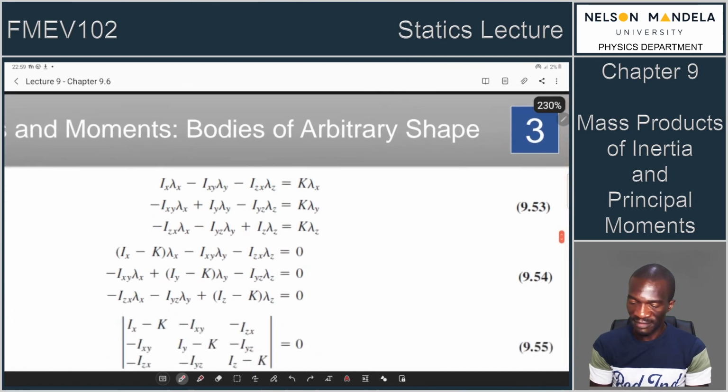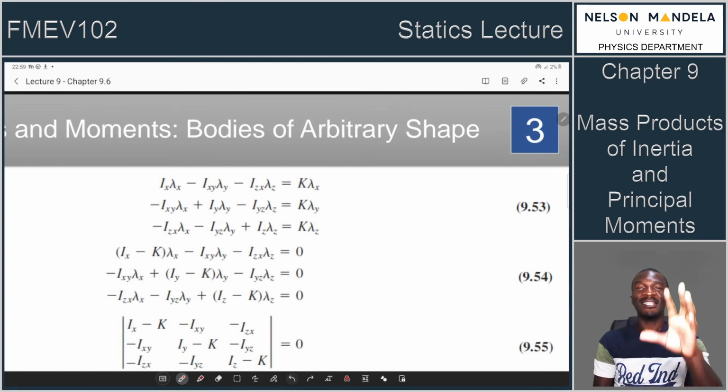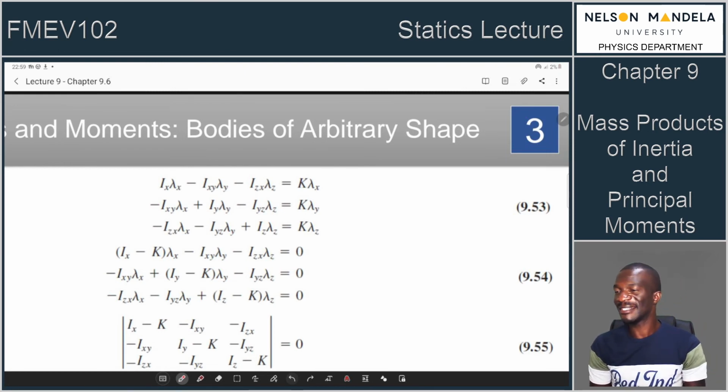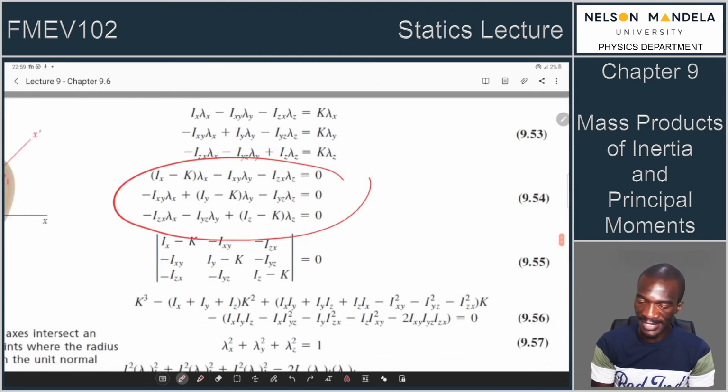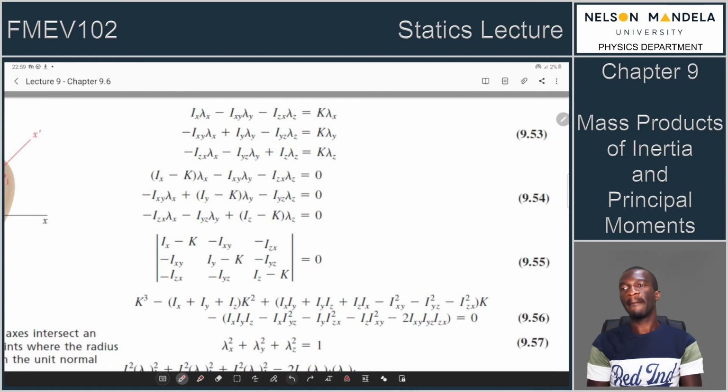So that 9.53, if you subtract the right hand side, you will obviously get the k lambda x to team up with this lambda x, so that you've got an ix minus k. The same applies for the k lambda y. It teams up with the lambda y term, iy minus k, and so on and so forth. Remember that the whole idea is to find the principal moments, right? So now in the end, 9.55 is simply a rewrite of the determinant of that matrix.